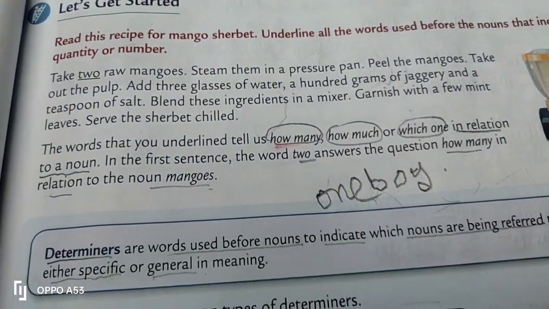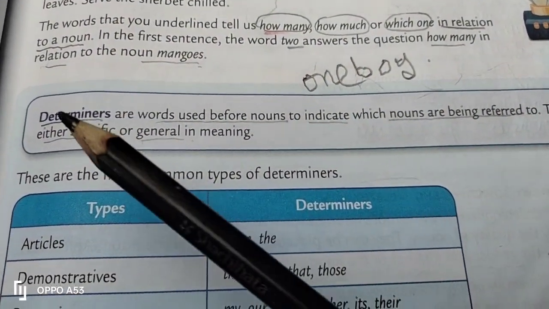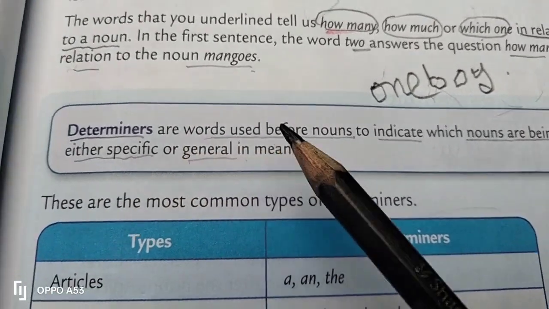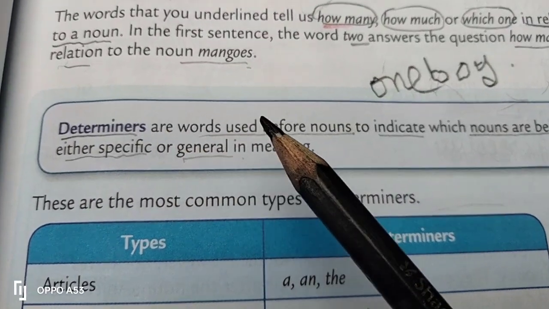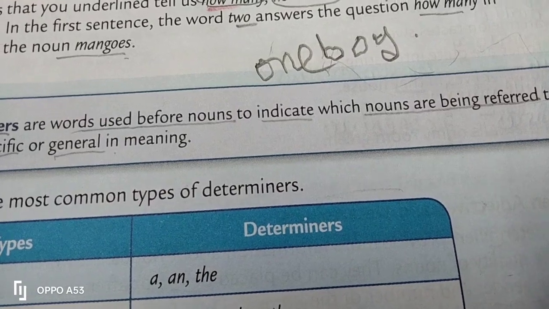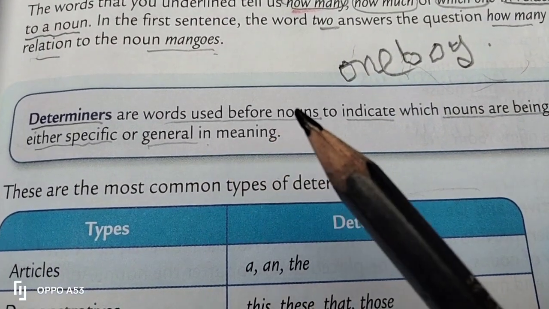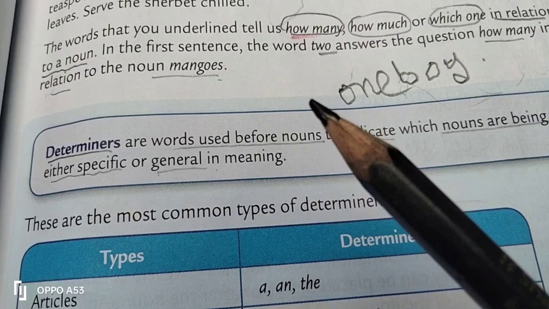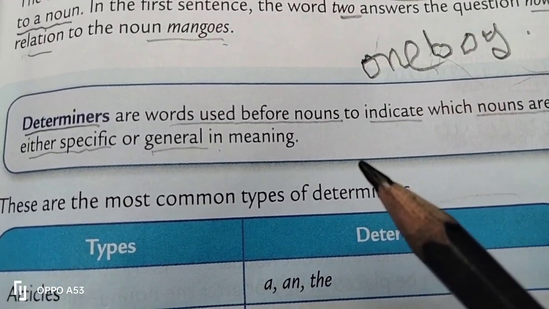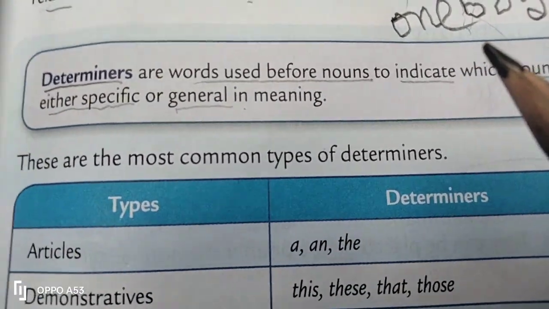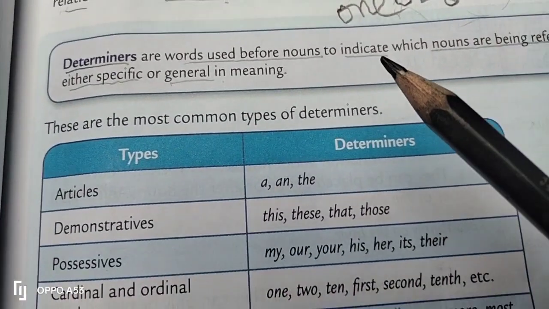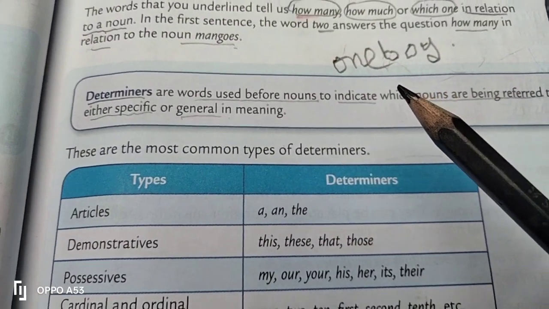Now you come to some exercise here. There is one description given here. Determiners are words used before nouns to indicate which nouns are being referred to, either specific or general in meaning. So a determiner will limit or control how much you have to apply the meaning or refer to. It is very easy to grasp.